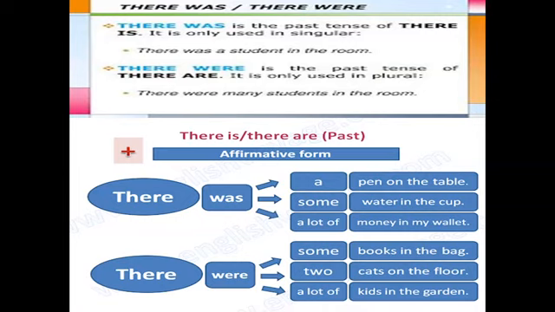Now let's speak about there is and there are in the past. There was is the past tense of there is and it's only used in singular. For example, there was a student in the room. There were is the past tense of there are and it's only used in plural. For example, there were many students in the room.